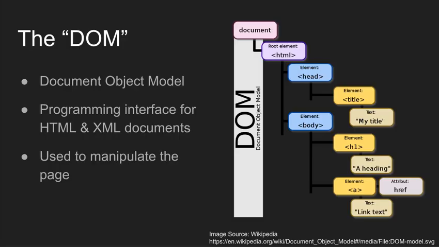No, that's not someone's nickname. The Document Object Model, or DOM for short, is a programming interface for HTML and XML documents. It enables programmers to manipulate the page in various ways, such as searching for elements, changing element content, changing the HTML structure of the page, and even changing the CSS styling of the page.